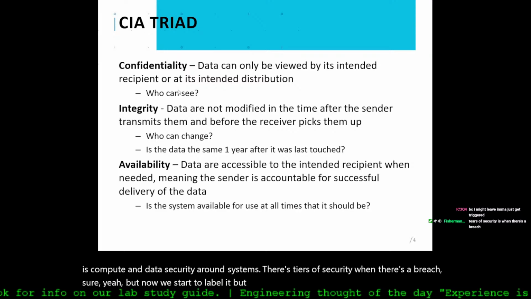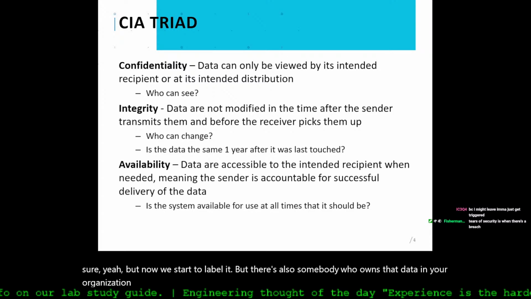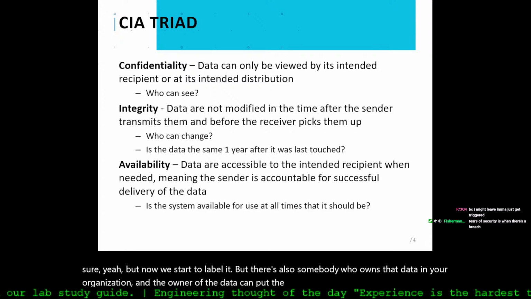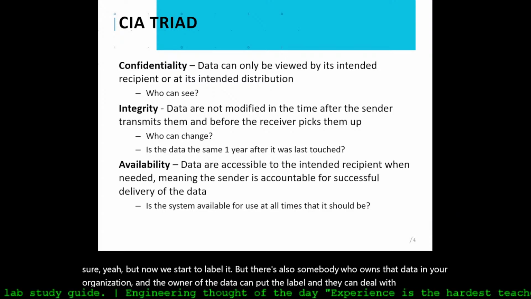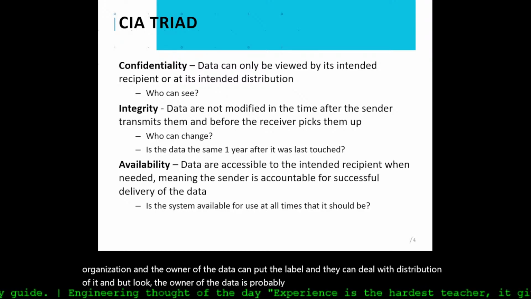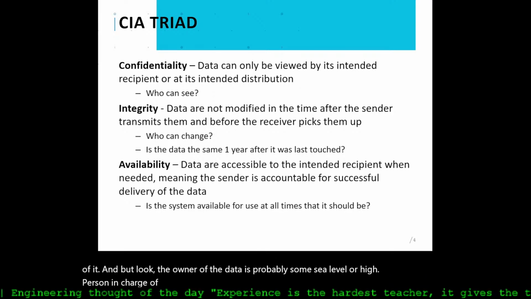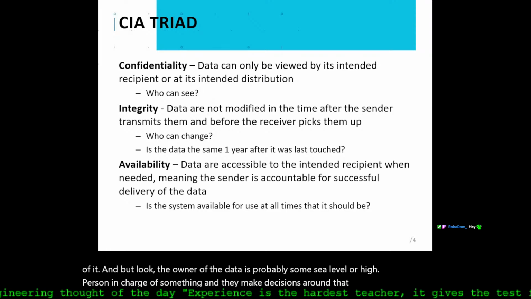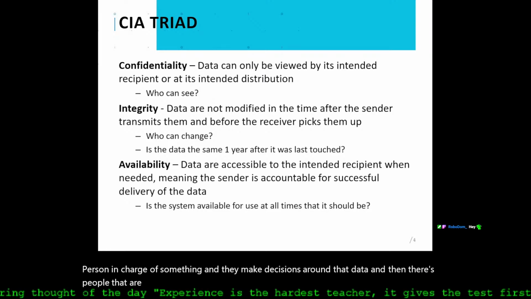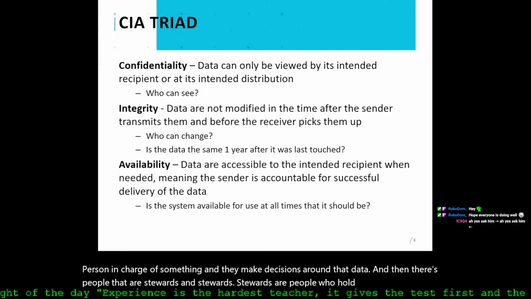But there's also somebody who owns that data in your organization. The owner of the data can put the label on it and deal with its distribution. The owner is probably some C-level or high-level person in charge of something, and they make decisions around that data. And then there are people who are stewards. Stewards are people who hold something until the king returns, right?